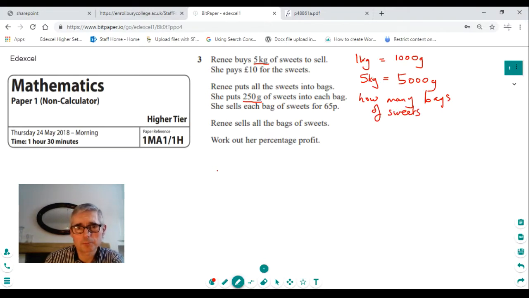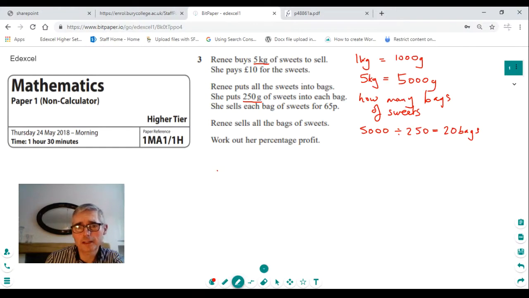So we can work that out by simply dividing the 5,000 by the 250. So 5,000 divided by 250, the weight of one bag. And we can see that there's 4 250s in 1,000, and so because we've got 5,000, that's going to be 20 bags that we would get.